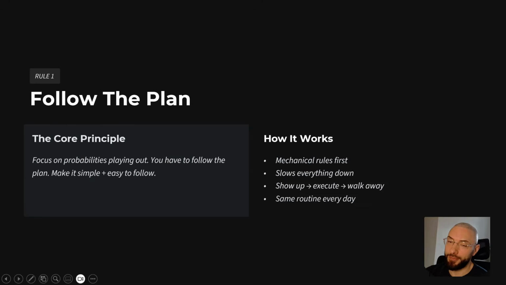So, the first rule is follow the plan. This is the core principle. What do I mean by follow the plan? It's a generic, vague statement, but what I mean is you need to be able to follow the plan. That's the key difference. I'm not just saying follow the plan, I'm saying you need objective mechanical rules. Once you've got this, if A happens, you do B, it becomes a lot easier to follow.